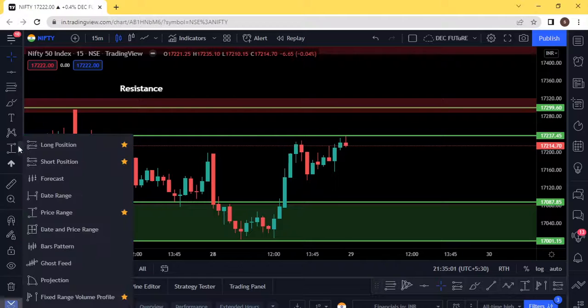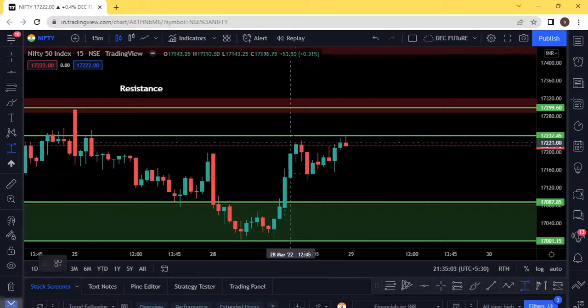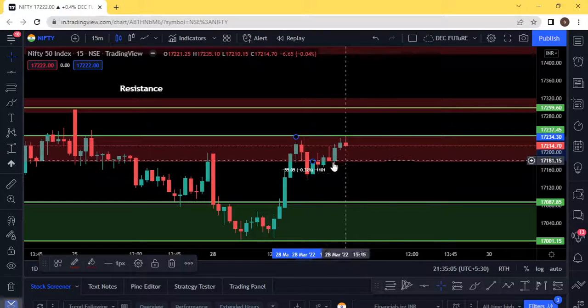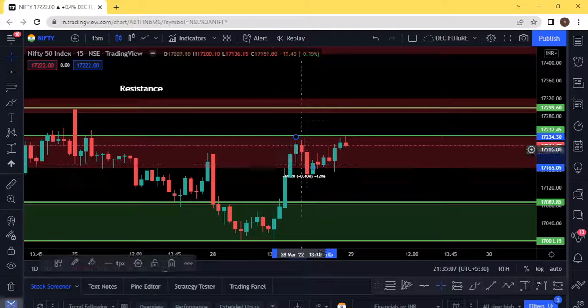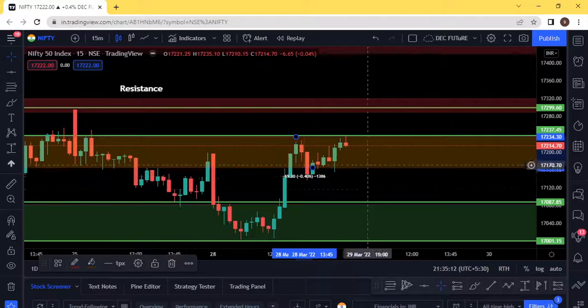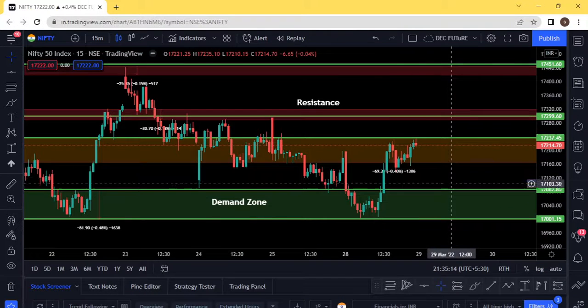So I'm going to consider this zone also as a very important zone for me for tomorrow, which I'm going to mark in, say, probably yellow color, right? I will put it in yellow. So this becomes an important zone for me. Now, how do we go about trading this?